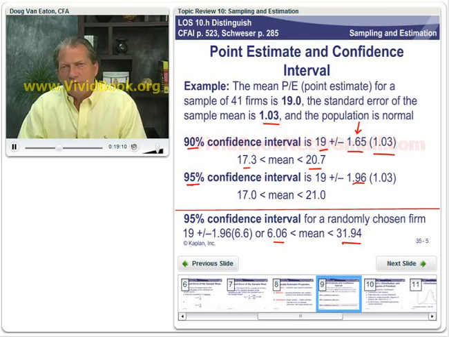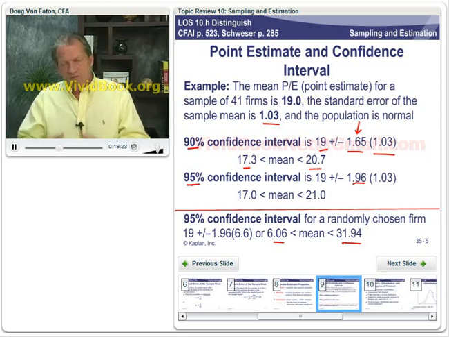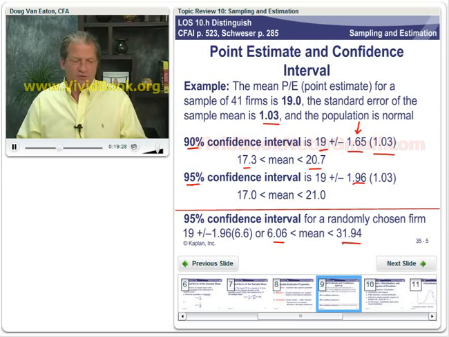So our confidence interval gets wider at 95% than at 90%, but it gets narrower as we talk about the confidence interval for the mean of a sample than for a single observation.